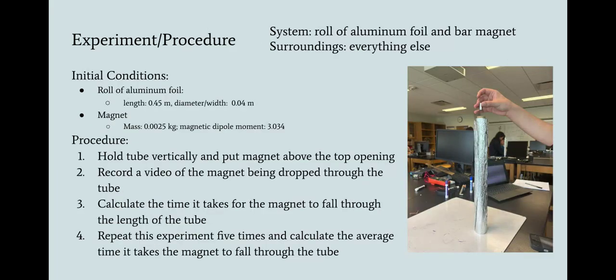Experiment and procedure. The system was a roll of aluminum foil and the bar magnet, the surroundings was everything else, and here are the initial conditions. The procedure was to hold the tube vertically, put the magnet above the top opening, record a video of the magnet being dropped through the tube, and then calculate the time it takes for the magnet to fall through the length of the tube. We repeated this 5 times and calculated the average time.